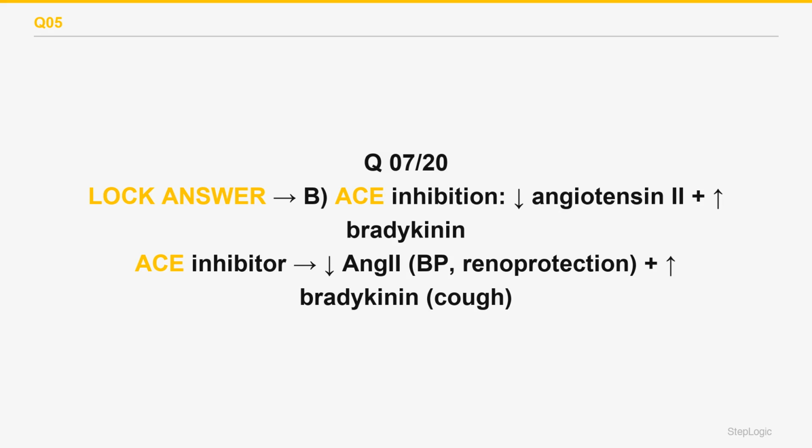If a patient cannot tolerate the cough, switch to an ARB, which blocks the angiotensin 2 receptor directly and does not raise bradykinin, so no cough. ACE inhibitors are first line in diabetic nephropathy for that renoprotective efferent arteriolar effect.